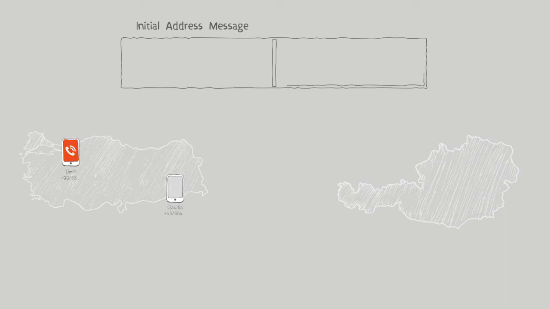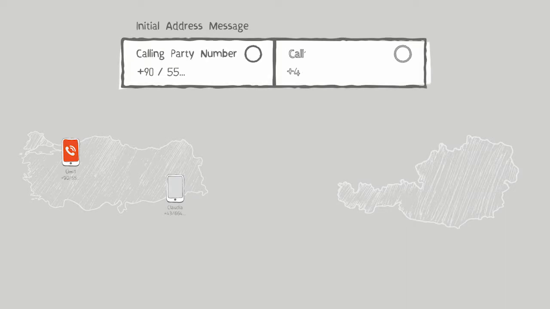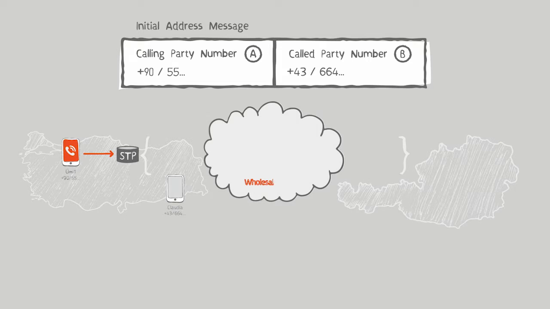The main components of the initial address message are the calling and called party number, also named A for calling and B for called number. The routing decision is solely based on the called party, the B number. In our case, the number starts with 43, which is the country code for Austria. The signaling transfer point from the Turkish network can only route the message based on this information, even if Claudia is actually in the same network. The message will therefore be transferred via the wholesale carrier to the Austrian network.